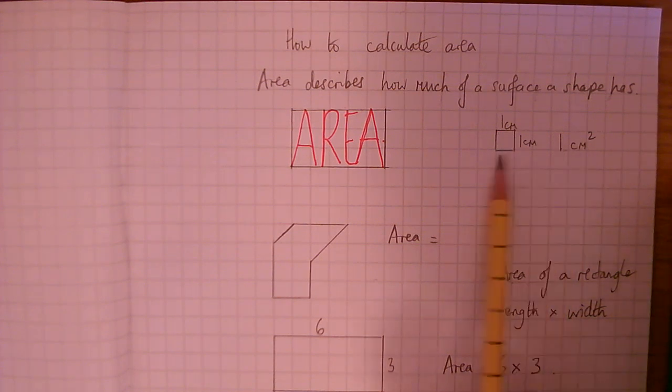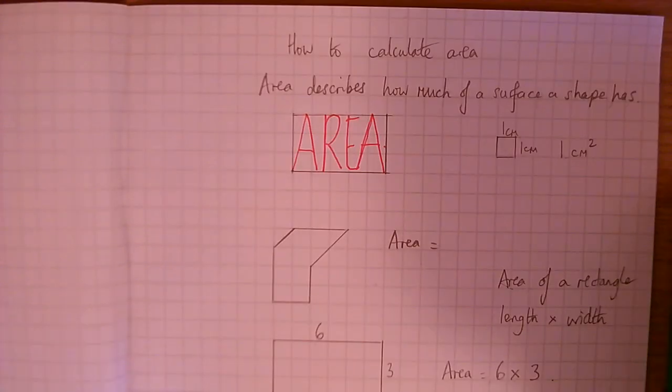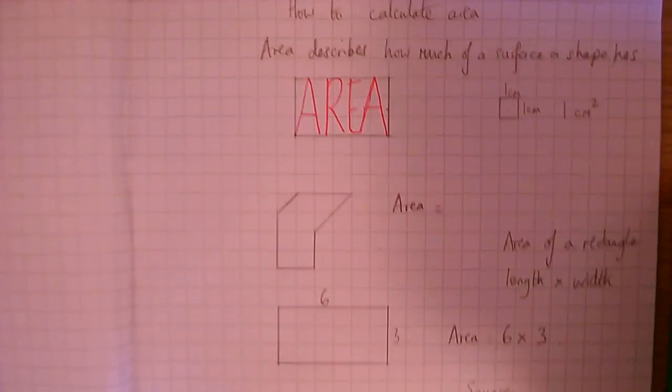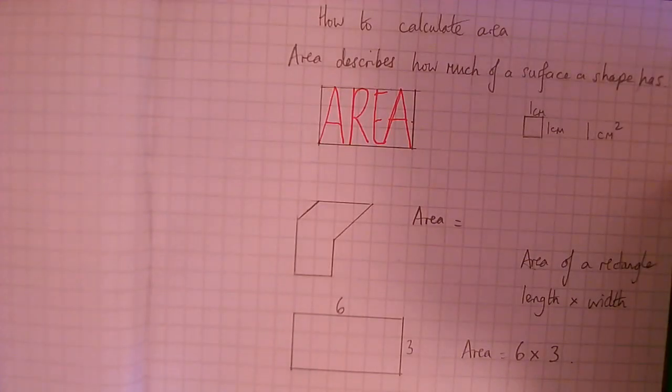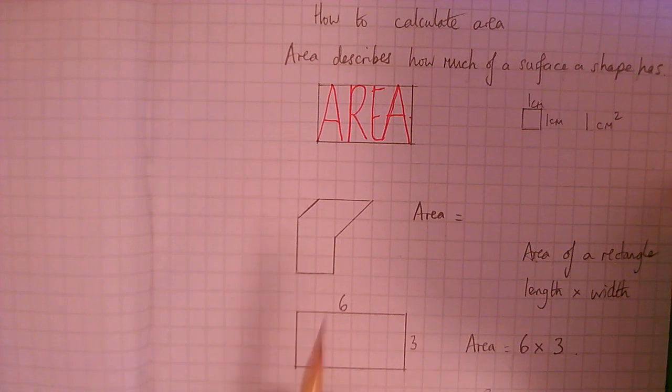We're just going to say for this lesson that each of these squares is 1 centimetre. It's not exactly, but we're just going to say they're 1 centimetre. So that square there has an area of 1 centimetre squared. Right, let's work out the area of this shape. And you can work out the area of some shapes by counting squares.